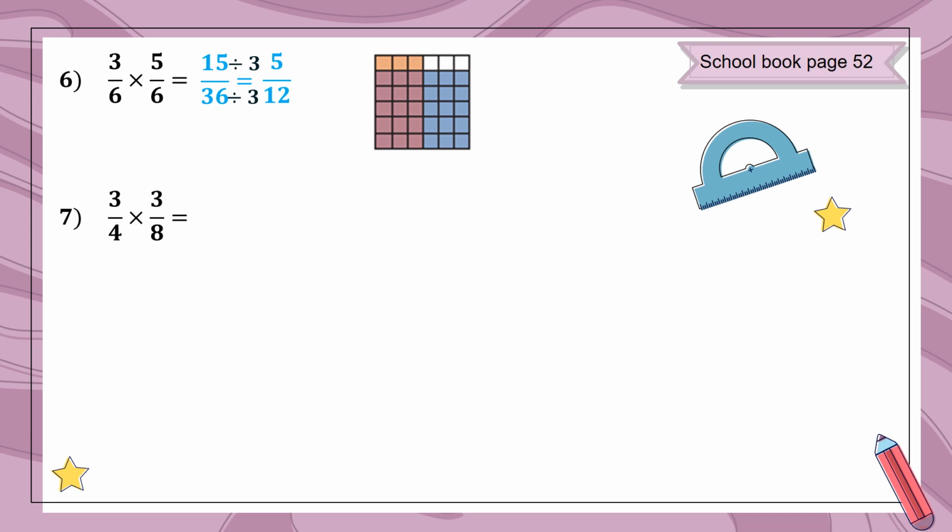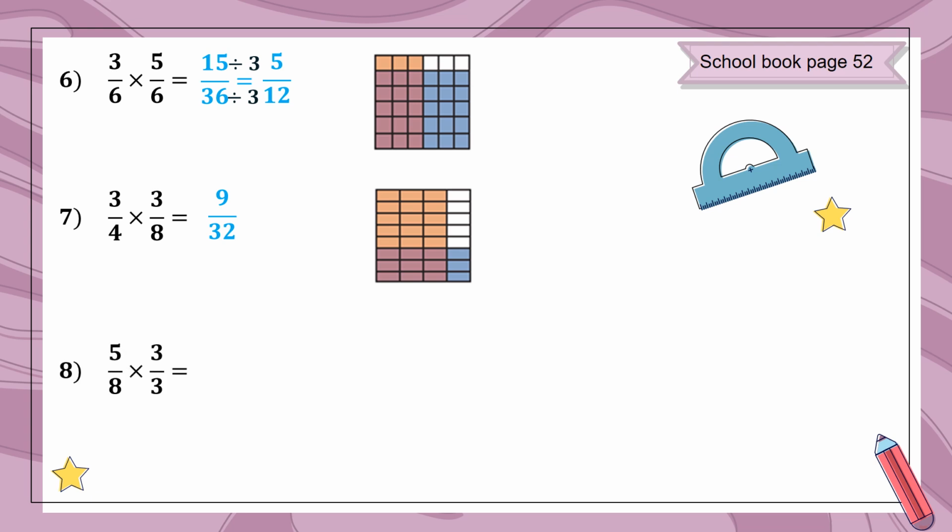Number 7, by the same way, draw two models for the two fractions and put them above each other. And after that, count the common parts between the two models. We will get 9 over 32. Here we have 9 over 32, and this fraction is in the simplest form.